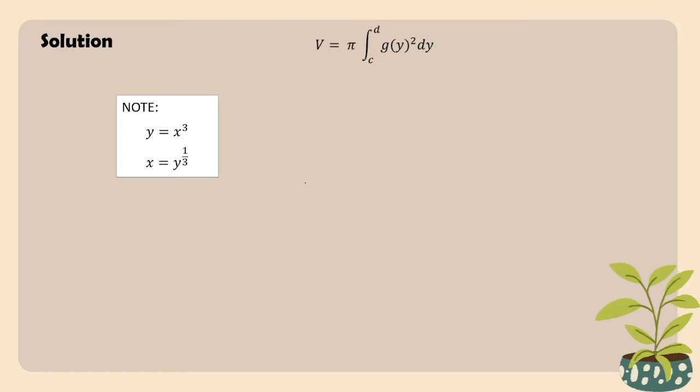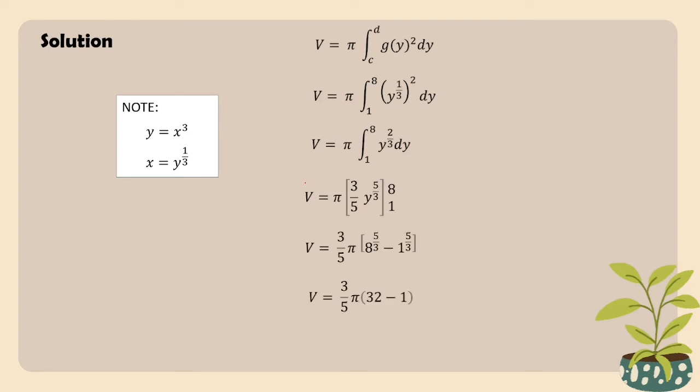So using the formula, we have pi integral from c to d of g of y squared dy. Substitute the given values here. We have pi integral from 1 to 8 of y to the power of 1/3 squared dy. Then perform simple algebra, then integrate from 1 to 8. Then we'll have this final answer, which is 93/5 pi. Okay, I hope you got it right.